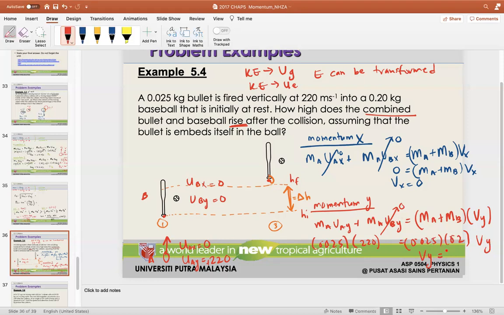Twenty-four point four. Did everyone get that? Yeah, Kenny. Okay. So this is a positive value, right? Which means that the baseball and the bullet go upwards. Okay. So now it's asking you how high does the combined bullet and baseball rise after the collision?